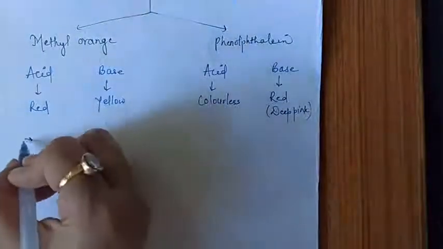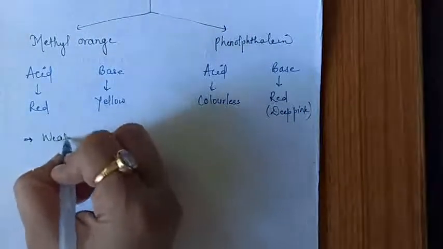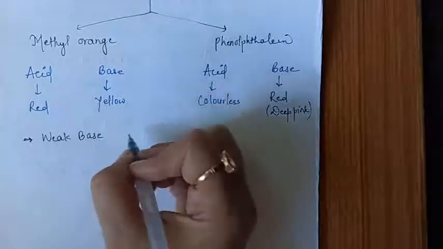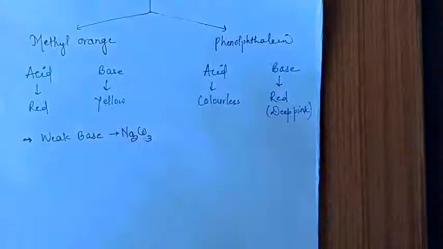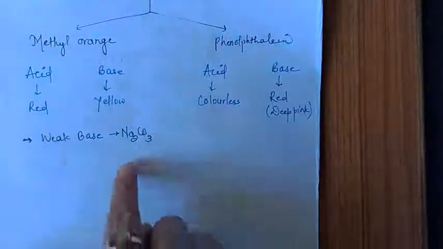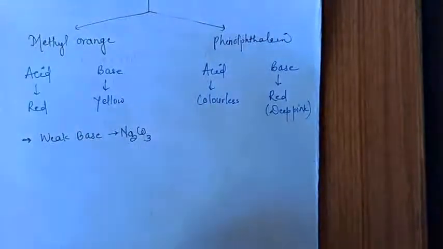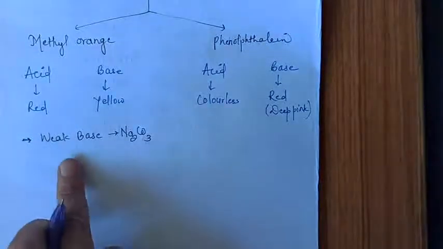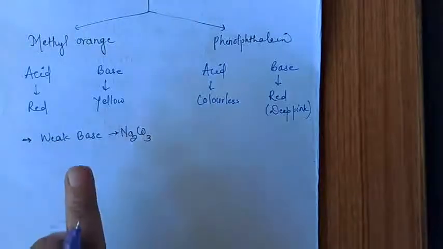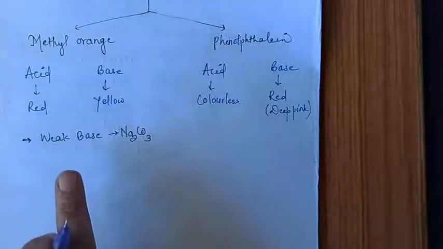Supposingly you have taken a weak base in the titration. On the last page I told you sodium carbonate was the weak base. So if your titration is involving sodium carbonate, then your choice should be methyl orange for the indicator. The question comes why? The answer is because methyl orange shows color change at lower pH. So sodium carbonate is a weak base, so for lower pH you will use methyl orange.